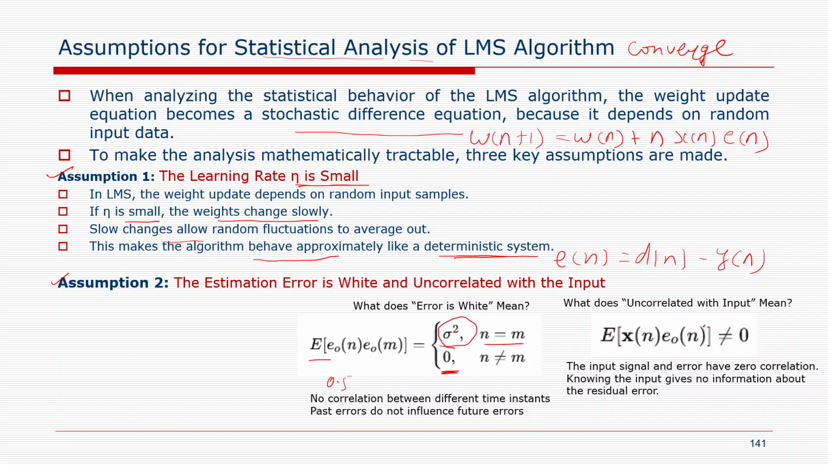What does uncorrelated with the input tell us? The input signal and the error have zero correlation. There is no correlation between the input signal and the error. That is, knowing the input gives no information about the residual error. If I know the input x of n, we cannot tell the error until we multiply by the weight vector and subtract it from the desired output. We cannot tell. Input will not tell me what the error may be. That is, here the expectation of x of n with the error term is equal to 0. That's the meaning.